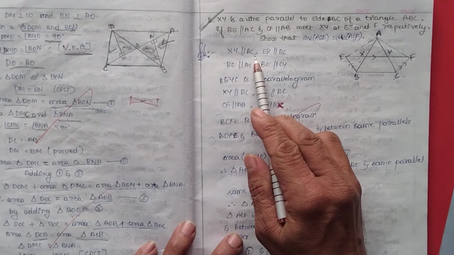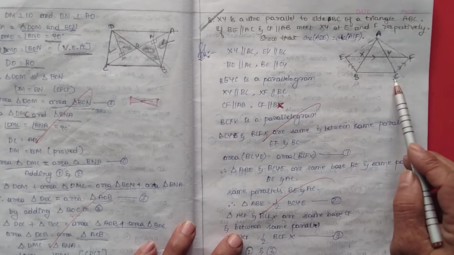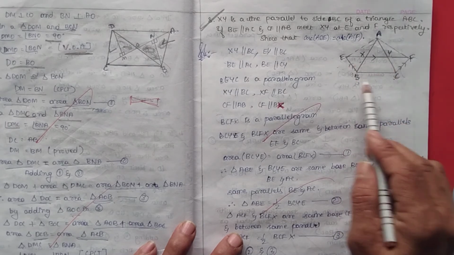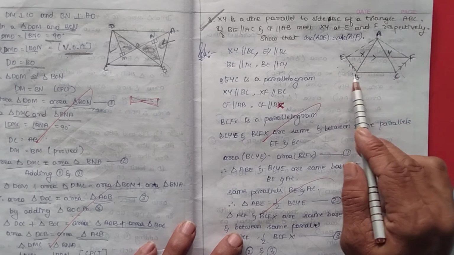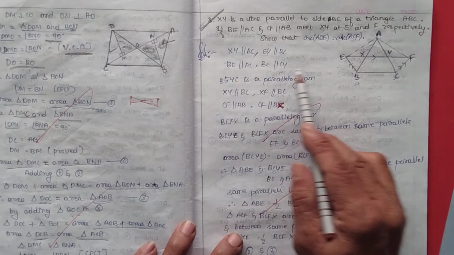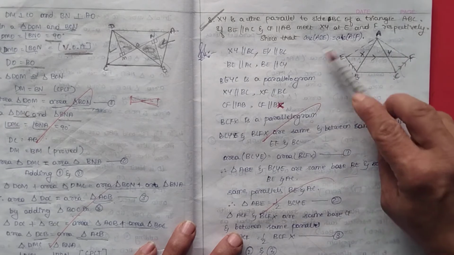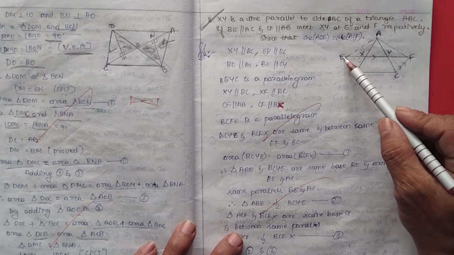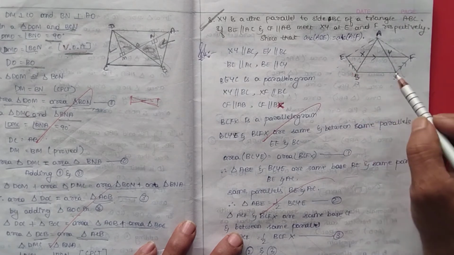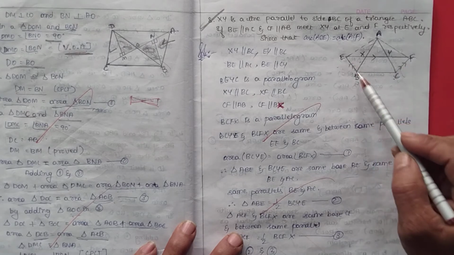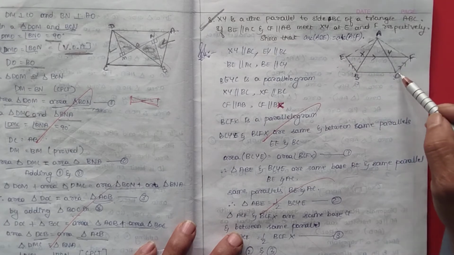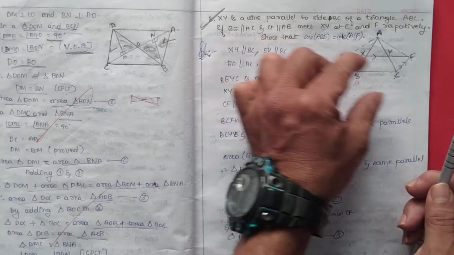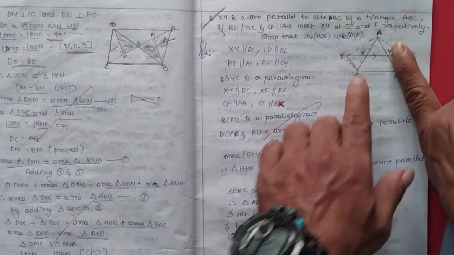Solution: XY is parallel to BC, already I taught you. EY is parallel to BC, and BE is parallel to AC. This line is parallel to AC, and BE is parallel to CY. See, BE is parallel to CY. This line is parallel to this line. These are the two parallel lines we are getting, right?